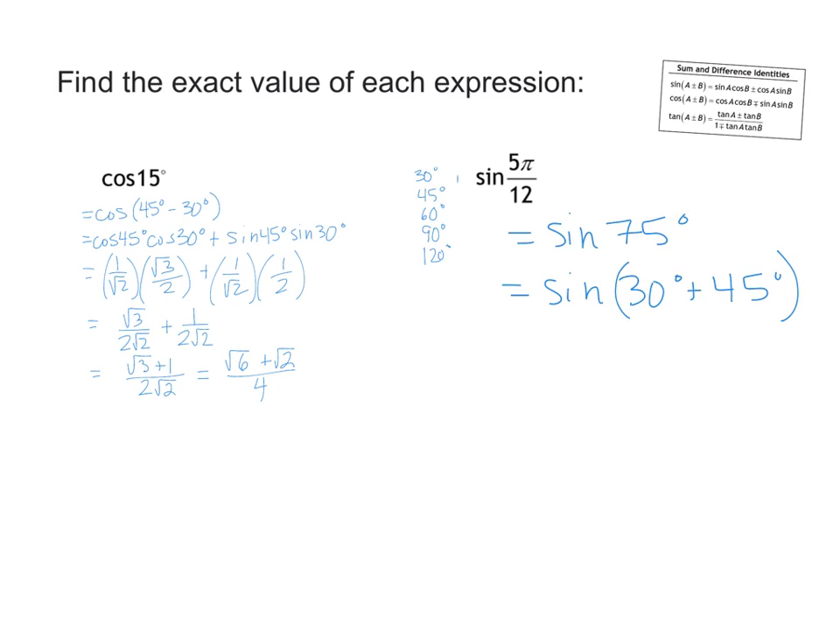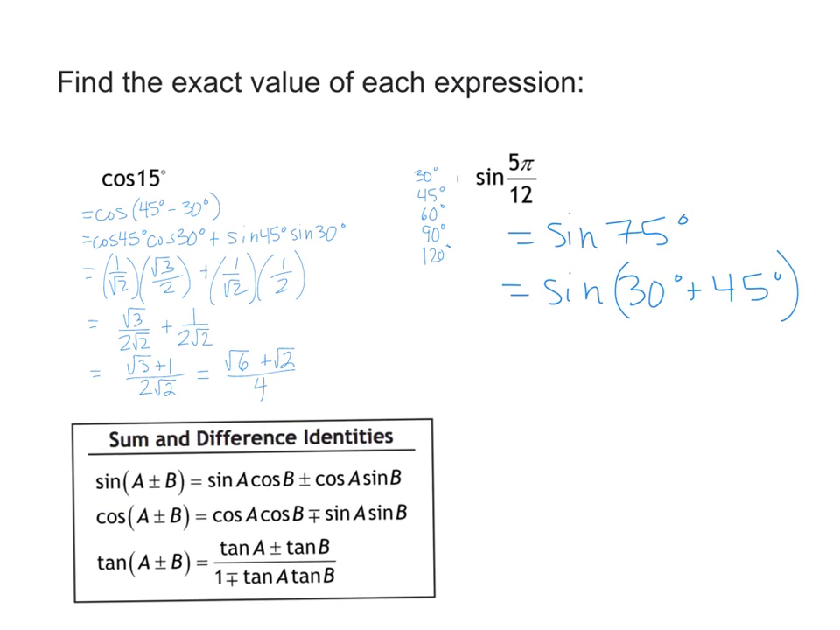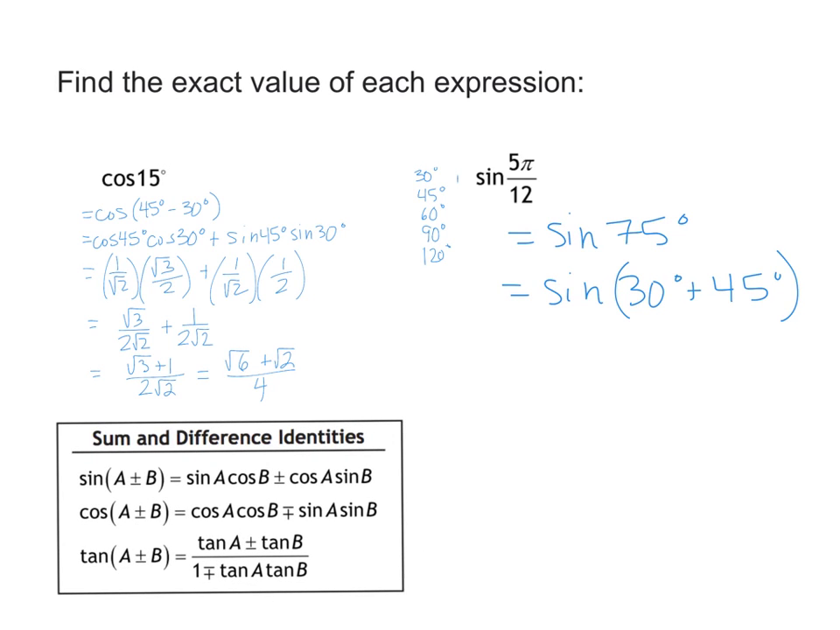Which, if we were in radians, we'd be saying pi over 6 plus pi over 4. It's just a little trickier in radians to figure out what the two angles are. In degrees, just because they're whole numbers, it's probably easier for you. So that's what I would suggest you do. And then that's the sine sum identity. So I need this again, right? Sine A plus B. So that's going to be equal to sine 30 cos 45 plus cos 30 sine 45.